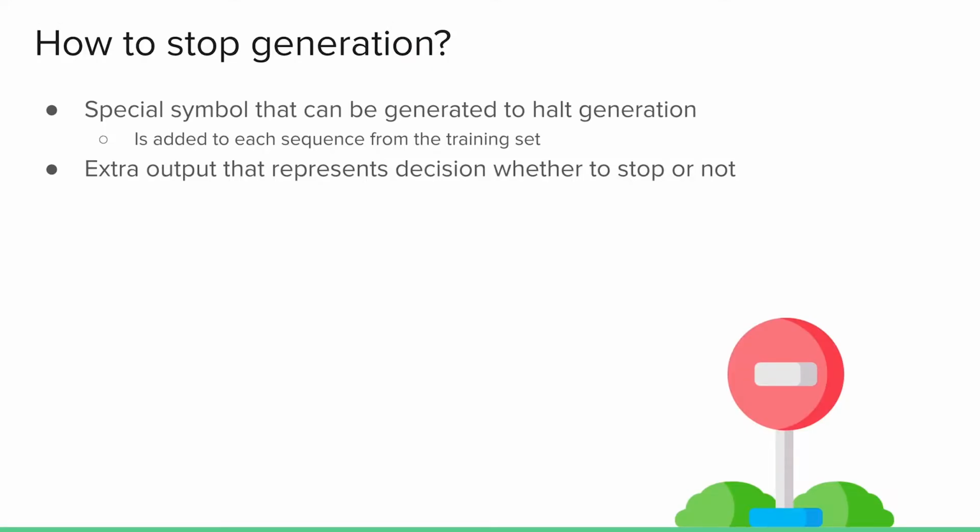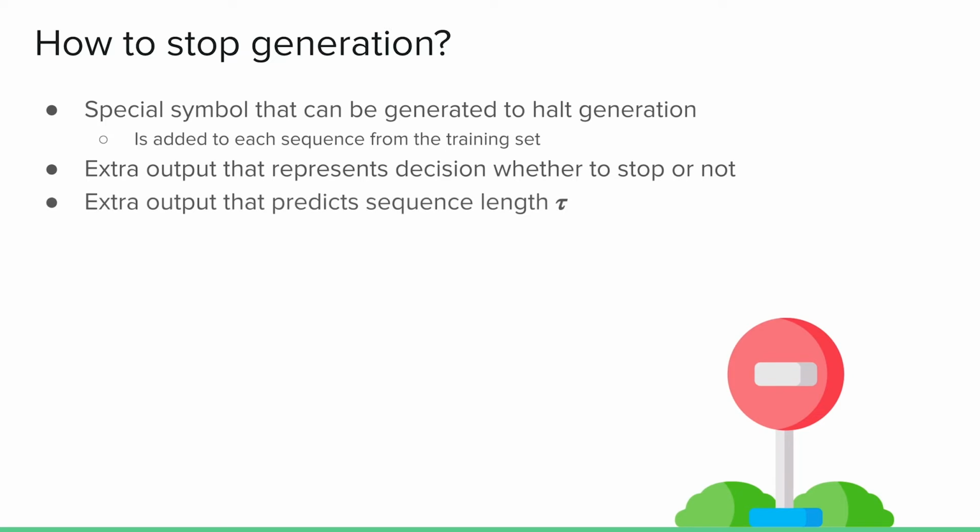We can have a second output head, if you will, which basically represents a decision whether we should stop or not. So we produce our output that we actually want to produce, and we produce a second kind of Boolean flag that says continue or stop.